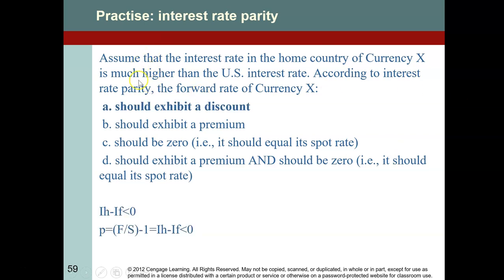Okay, so the right answer here should be option A. It should exhibit a discount because here IH minus IF, which is also equivalent to P, is smaller than zero. Our home country here is still US. The US interest rate is lower than the foreign interest rate of the currency X. So our P is also smaller than zero, so we say the forward rate exhibits a discount.